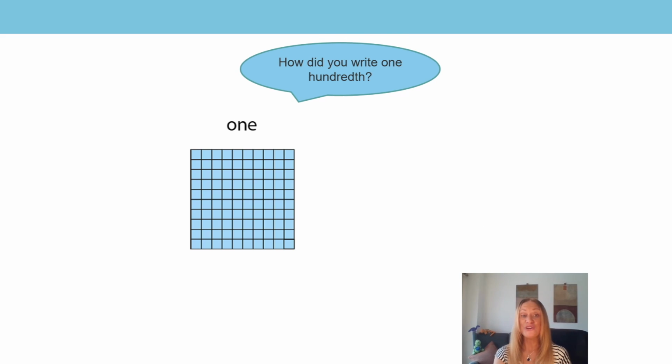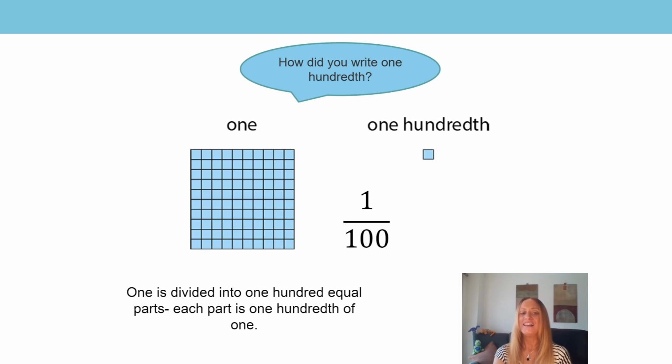How did you write 100th? We saw on the previous slide, didn't we, that 1 has been divided into 100 equal parts, and one of those equal parts is 1/100th. But how did you express it? Did you express it as a fraction and write 1/100th? Fantastic if you did, because we know that 1 is divided into 100 equal parts, which is expressed by the denominator, and each part is 1/100th of 1, and one of those parts is represented by the numerator.